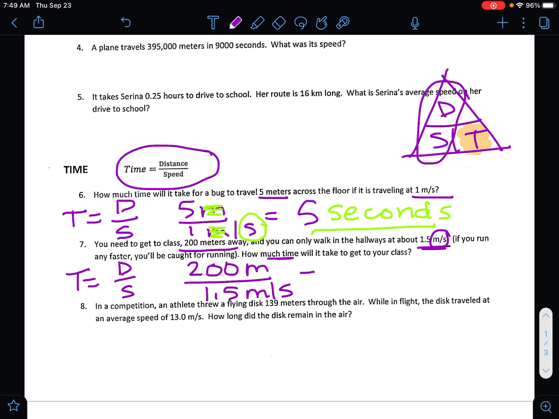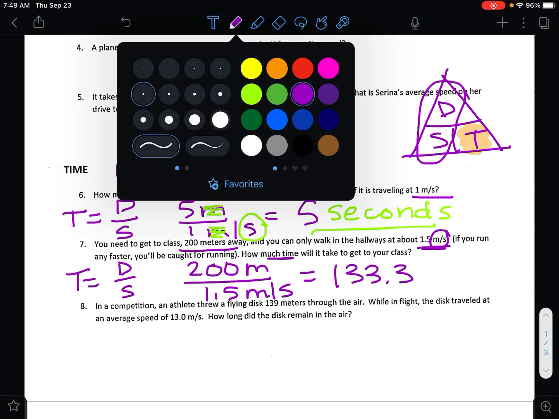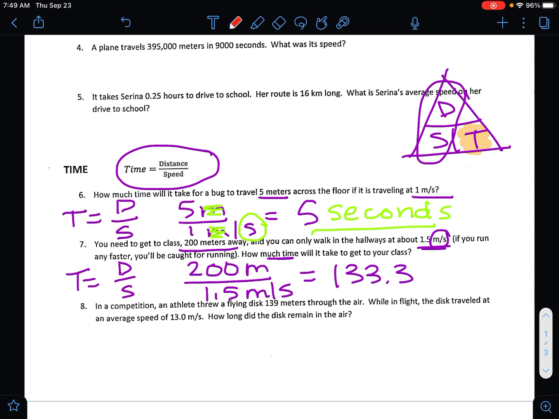All right, so I put that in my calculator, and what do I come up with? It's 133.3. All right, now I am ready for my units. Okay, so I'm going to cross off units that are the same. Meters here and meters here, leaving me just seconds. So now I'm able to use that as my unit there, okay?